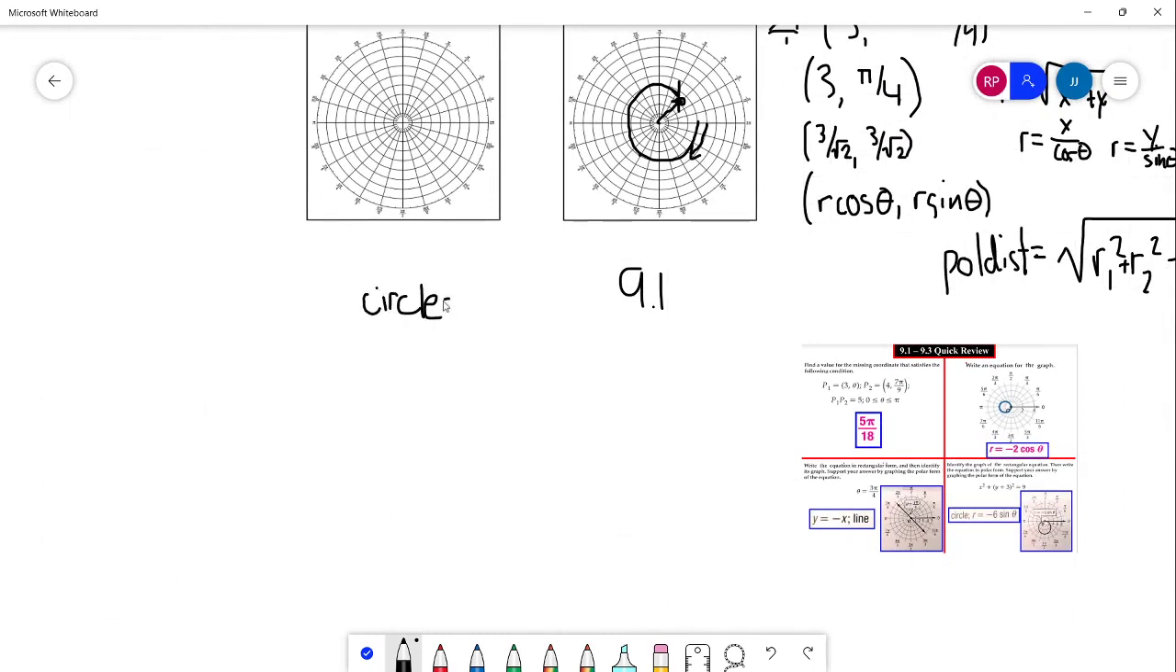9.2 is shapes. So we got circles. We have limaçon. For this, we have an excellent mnemonic from Ben Sadowski. We have the ICDC method. We have roses, and we have lemniscates.